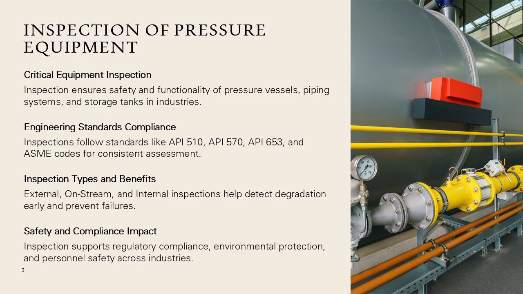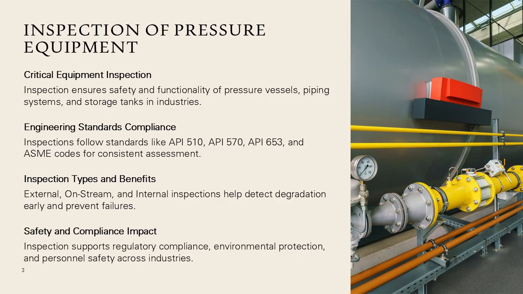Pressure equipment inspection is a foundational element of asset integrity management across industries such as oil and gas, petrochemical, and power generation. This introductory content explains that inspection encompasses a structured and disciplined approach aimed at ensuring that critical equipment, including pressure vessels, piping systems, and storage tanks, remain safe, functional, and capable of operating as designed.